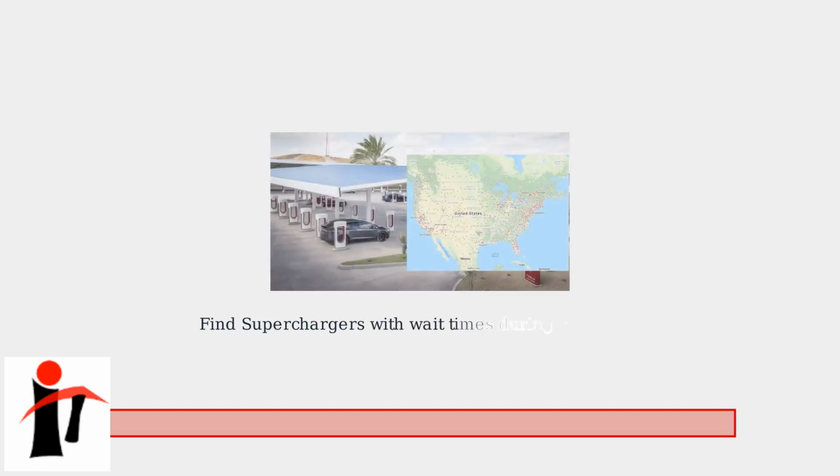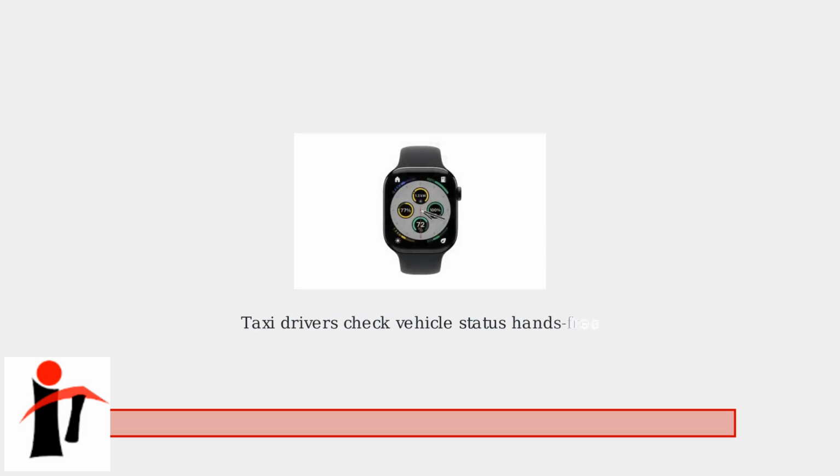The Supercharger Finder complication, introduced in 2024, displays nearby superchargers with current wait times. During road trips, this helps drivers optimize their charging stops and reduce unnecessary delays. Tesla taxi services are adopting watch complications to allow drivers to check vehicle status hands-free. This enables quicker responses to passenger needs and more efficient fleet operations.